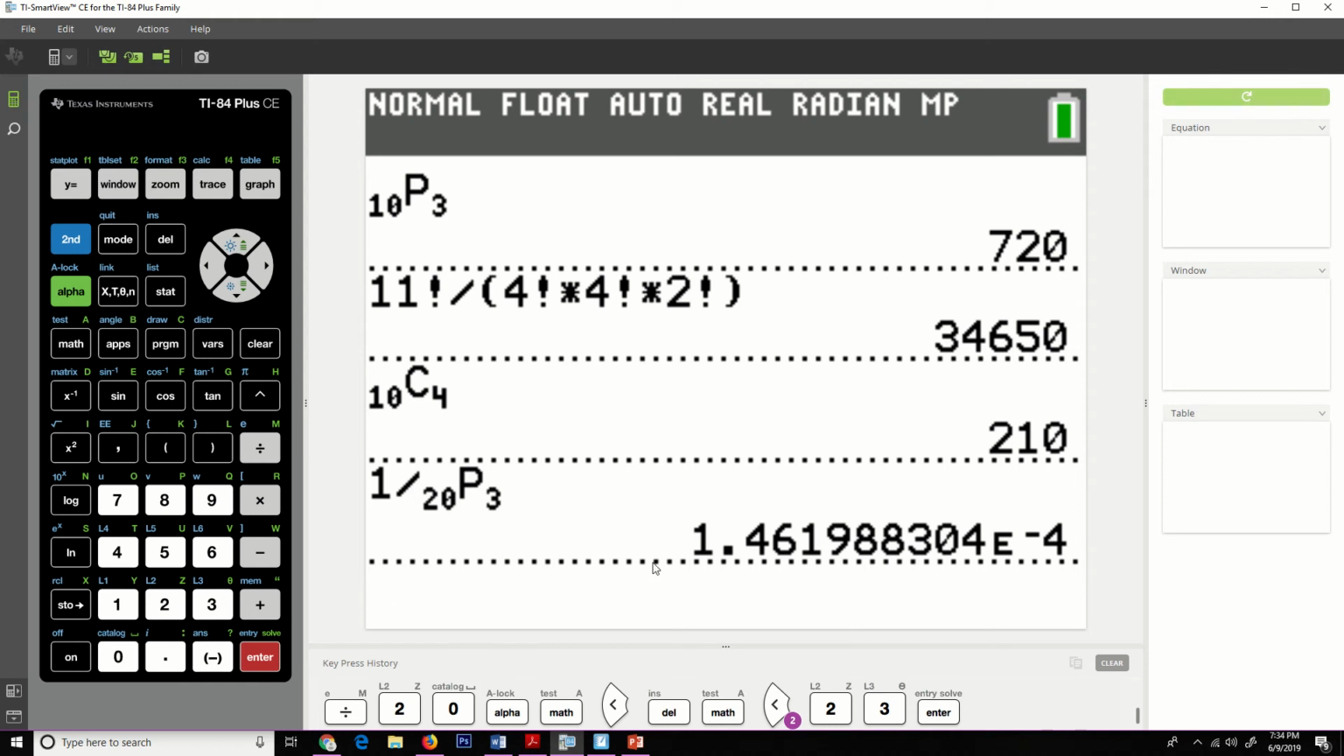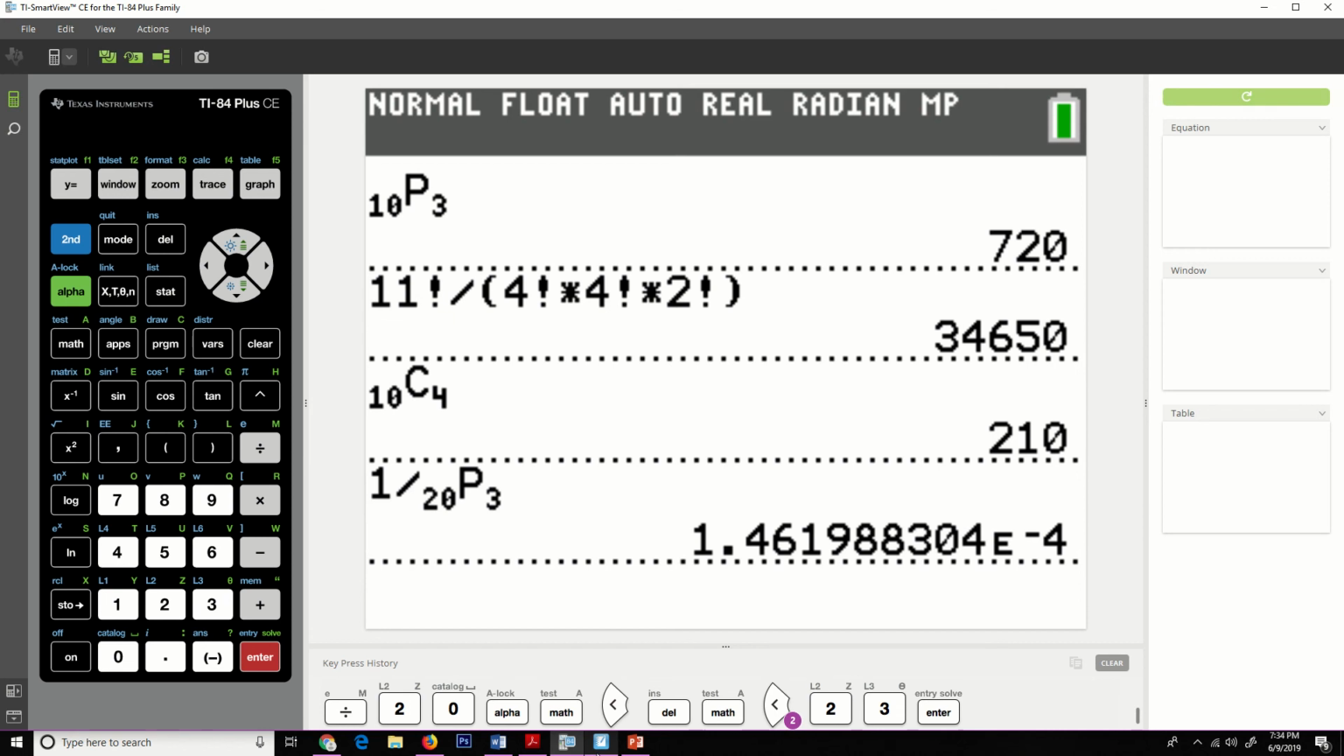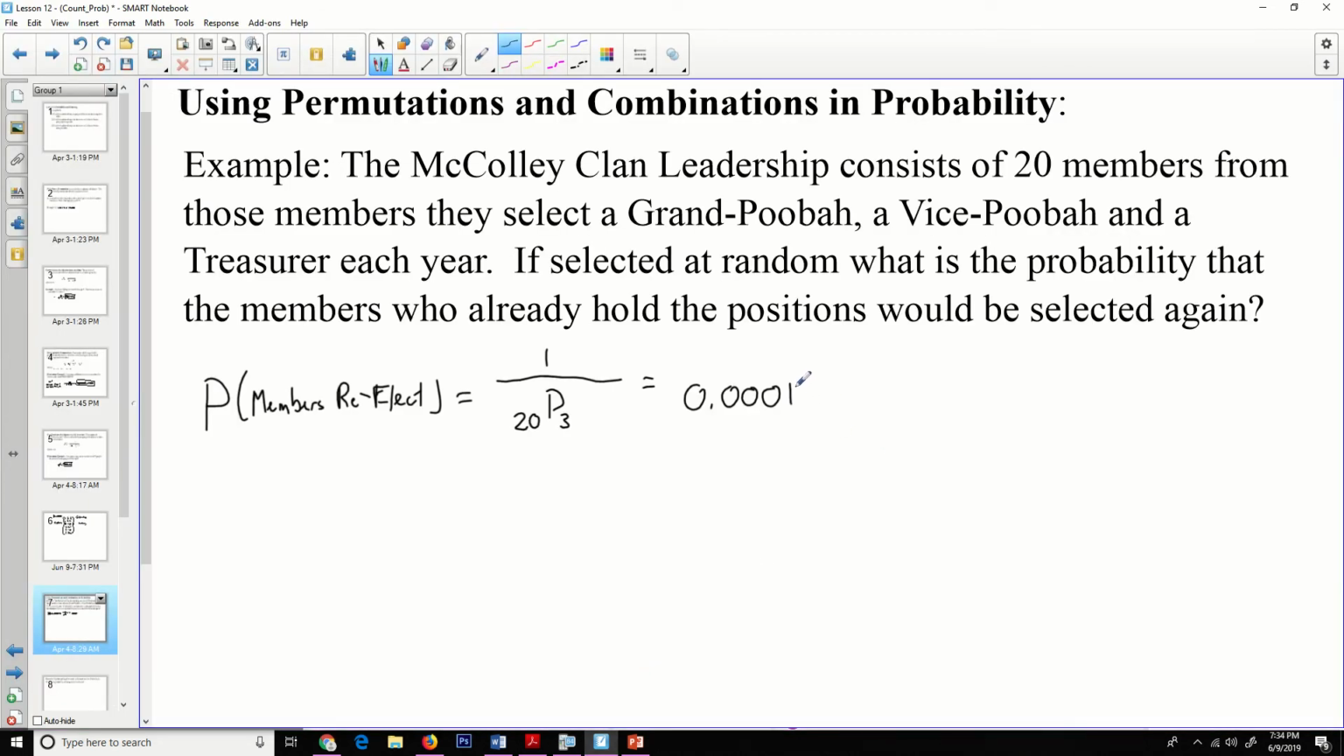And so this probability is pretty darn small. Again, if you see this notation with this E, you can think of this as scientific notation. So this is 1.46, well, what will be times 10 to the negative 4 power. So we would move our decimal place 4 places, 1, 2, 3, 4. So we've got to add 3 zeros in there before we get to a significant figure. So 0.000146. That's a pretty small chance.